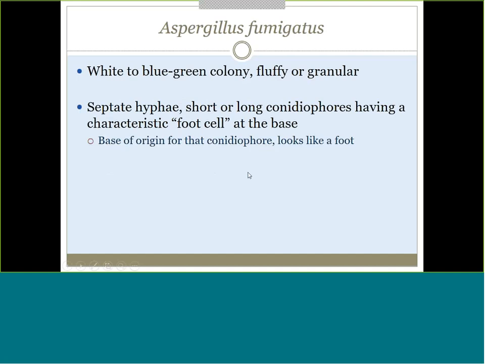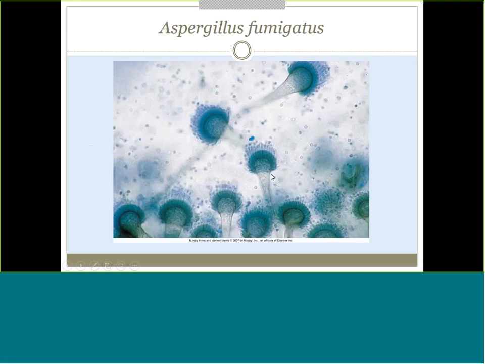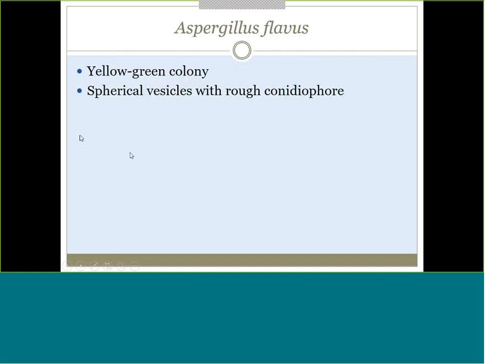Aspergillus fumigatus is a very common one out of the Aspergillus family. This one has septate hyphae. It has what they call a foot cell at the base of the conidiophores. It basically looks like a foot. To me, I don't know, I don't think it looks like a foot, but whatever. I think it's pretty. So this is Aspergillus fumigatus. You can see the spores that come up off the conidiophore at the top there. So make sure you're familiar with the way this looks.